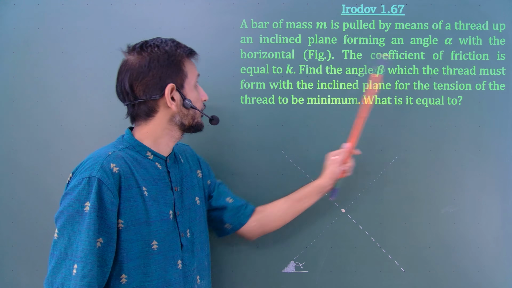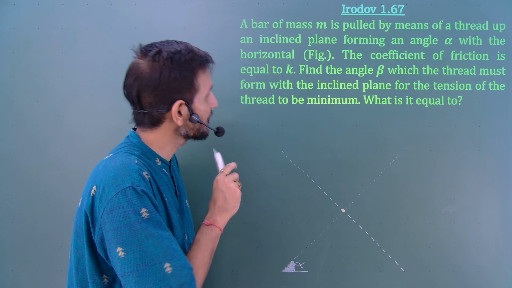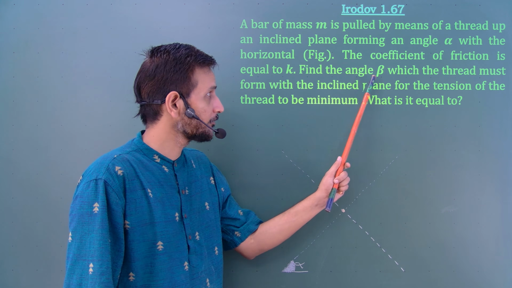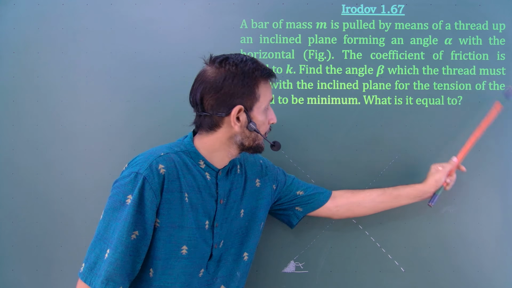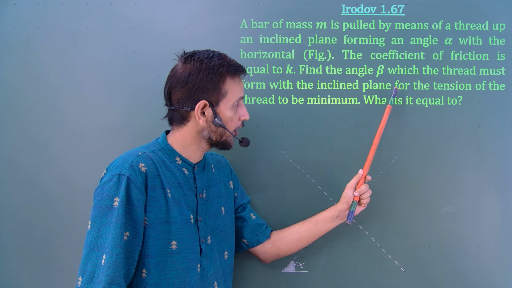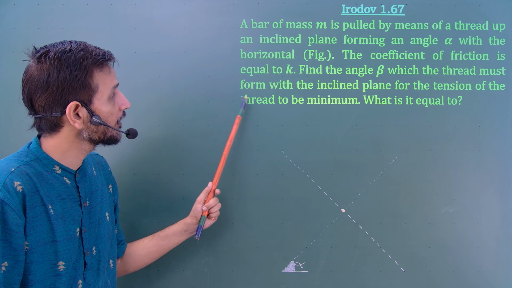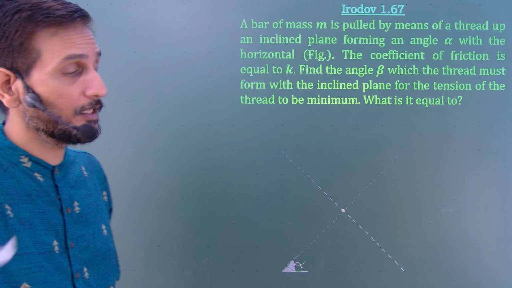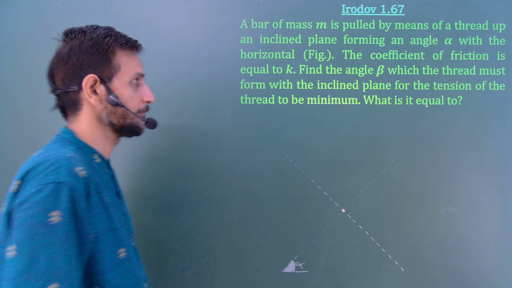The coefficient of friction is equal to K. Okay, there is a coefficient of friction. Friction force will act between the block and inclined plane. Find the angle beta which the thread must form with the inclined plane for the tension in the thread to be minimum. So we have to find the beta such that tension in the thread is minimum.